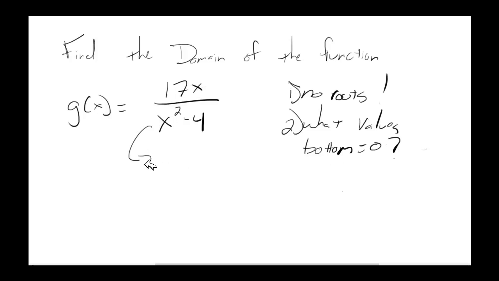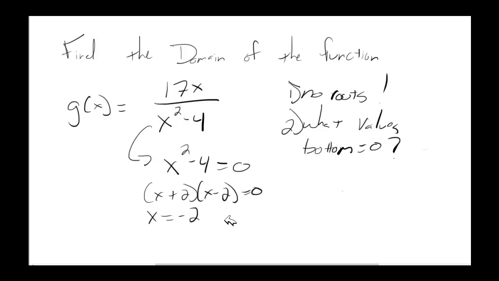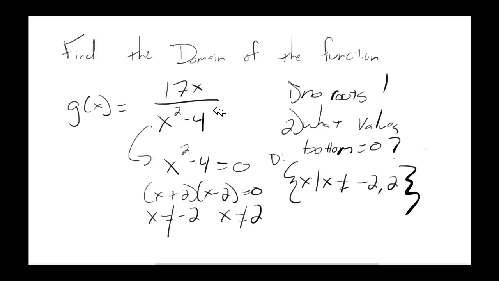So all I need to do is take the bottom and set it equal to 0. It doesn't matter what the top is. You can have 0 divided by a number all day, you just can't divide by 0. Factor this quadratic and solve it that way. So here I get x is minus 2 and x is 2. And those are the values that need to be excluded from my domain. So the domain is the collection of x's such that x is not equal to minus 2 and 2. Those are the values that cause division by 0, and we cannot divide by 0.